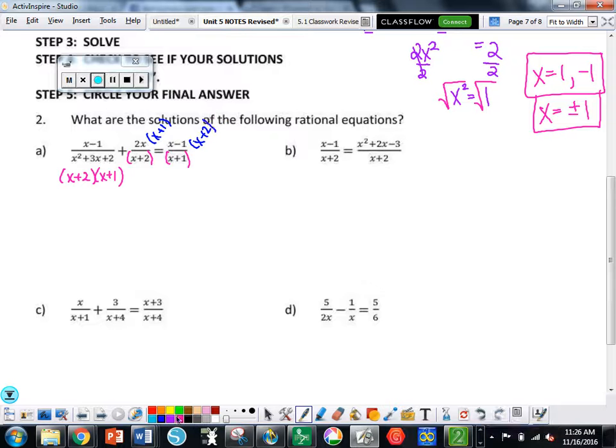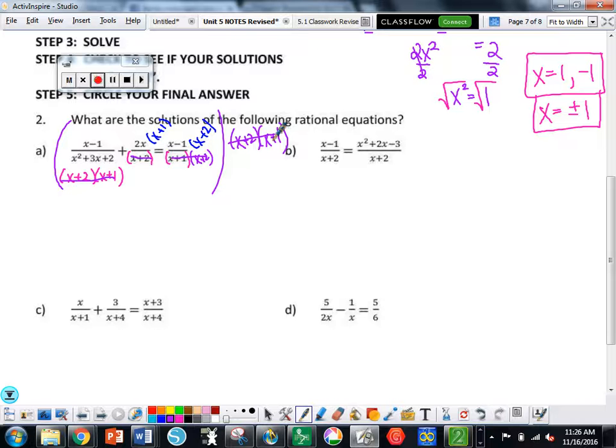So if I multiply everything, and it's kind of like I'm distributing, by x plus 2, x plus 1, when I multiply it here, it cancels. When I multiply it here, remember this is on the bottom too, it cancels. When I multiply it here, it cancels, it cancels. Everything on the bottom will cancel.